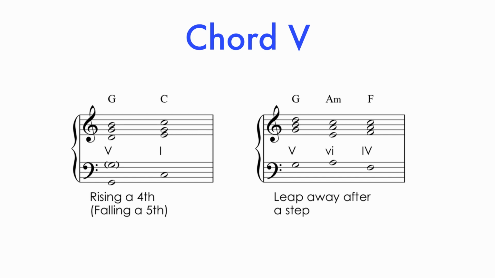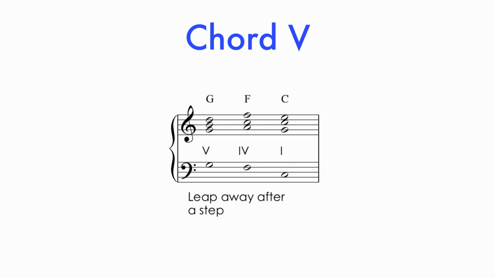5 can move by step to 6, but then wants to leap away after. G to A minor to F major. Chord 5 to chord 4 to chord 1 is a less commonly used chord progression in classical harmony, but is acceptable on the Leaving Cert harmony question.